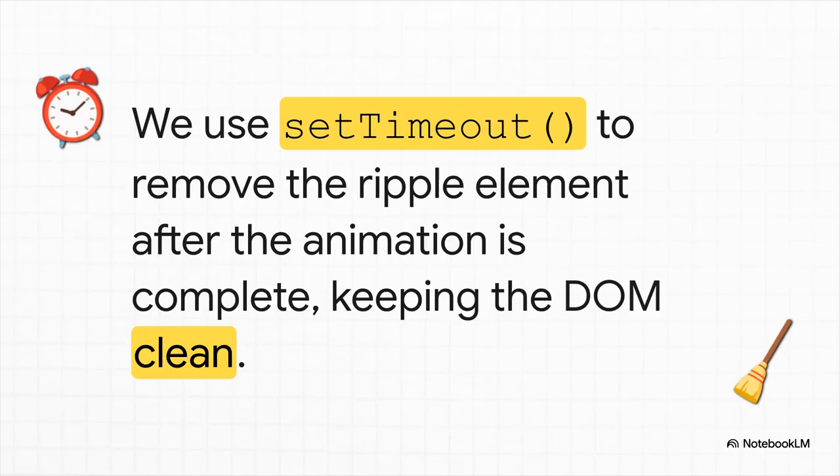So how do we use that time? We use a little JavaScript function called setTimeout. You can think of it like setting a tiny alarm clock. We tell it, hey, in exactly 500 milliseconds, right after that ripple animation is finished, I want you to find that circle we made and just remove it from the page. Boom, done. This keeps the website totally clean and running smoothly, no matter how many times you click.